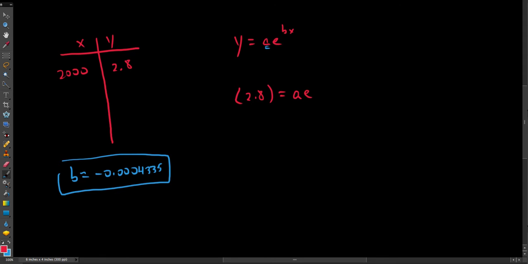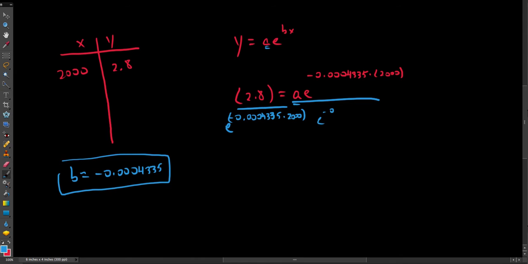And this is times e to the negative 0.00043335 times, in this case, 2,000 years, okay? So you can see that in this instance, what we're looking for is A here. This would be as easy as then we could divide both sides by e to the negative 0.00043335 times 2,000. And we have to divide on both sides here. We say e to the negative 0.00043335 times 2,000. But these would cancel, and we would get left with just this as being our value of the initial quantity here.